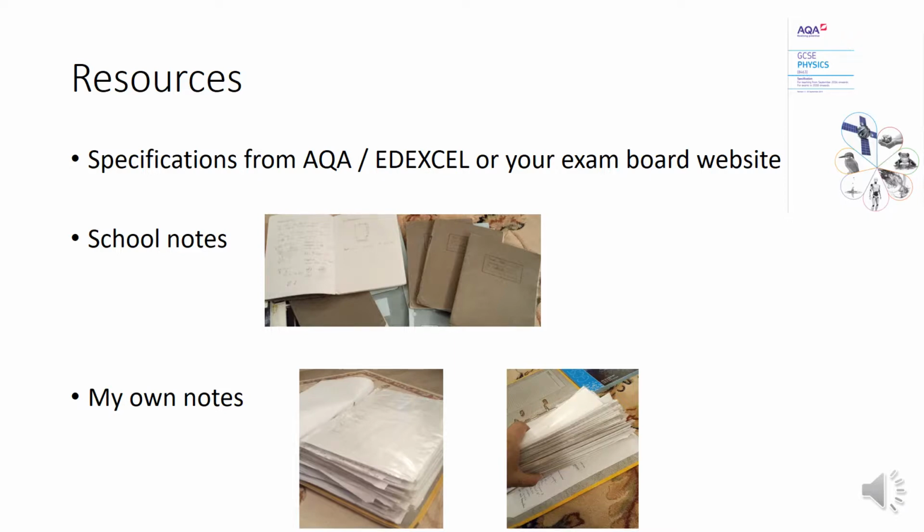And thirdly, I have compiled all of my notes and specifications into this folder. It may seem daunting at first having this many, however you have 3 years to compile this many notes and this many practice questions into your folder.